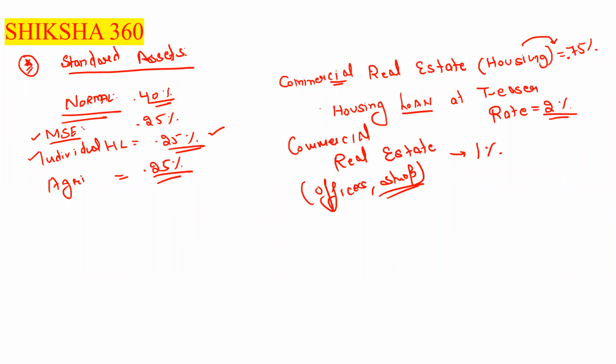Okay, so NBFC MFI is 0.25%, individual HL is 0.25%, agri is 0.25%, and medium enterprise here, we can say, is 0.40%. Clear? So please remember all these points.